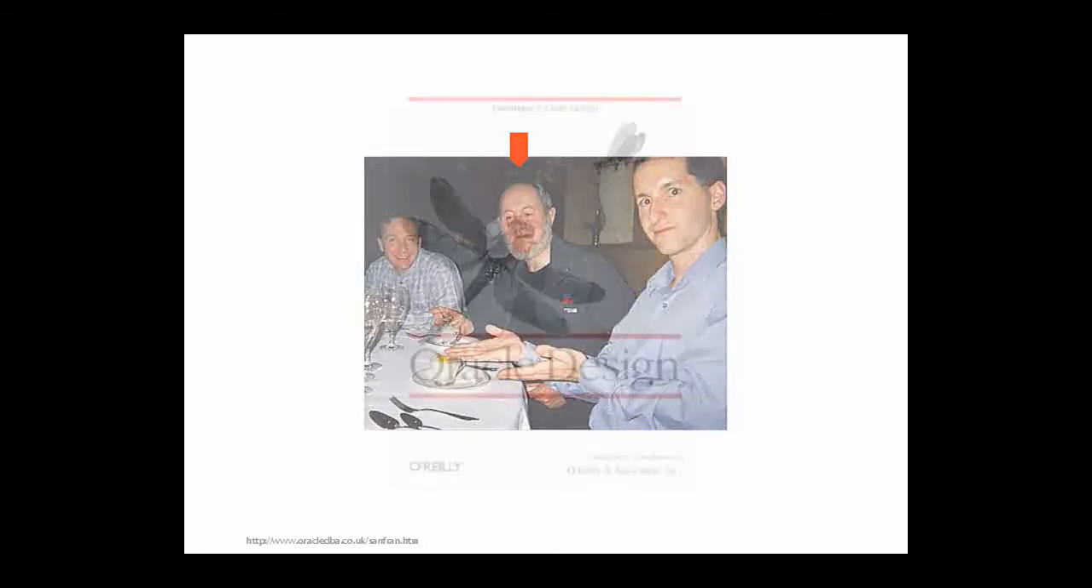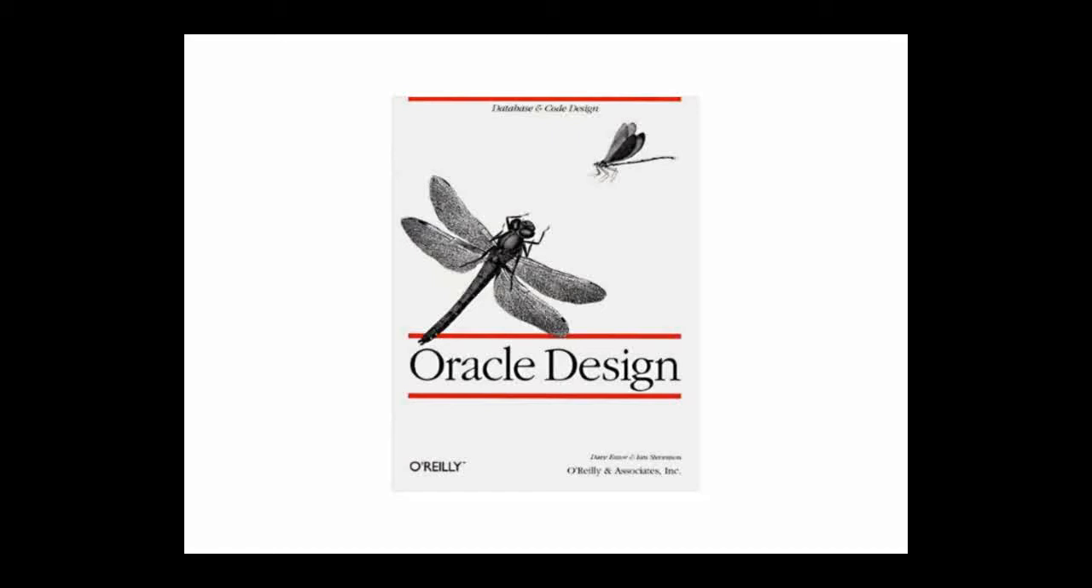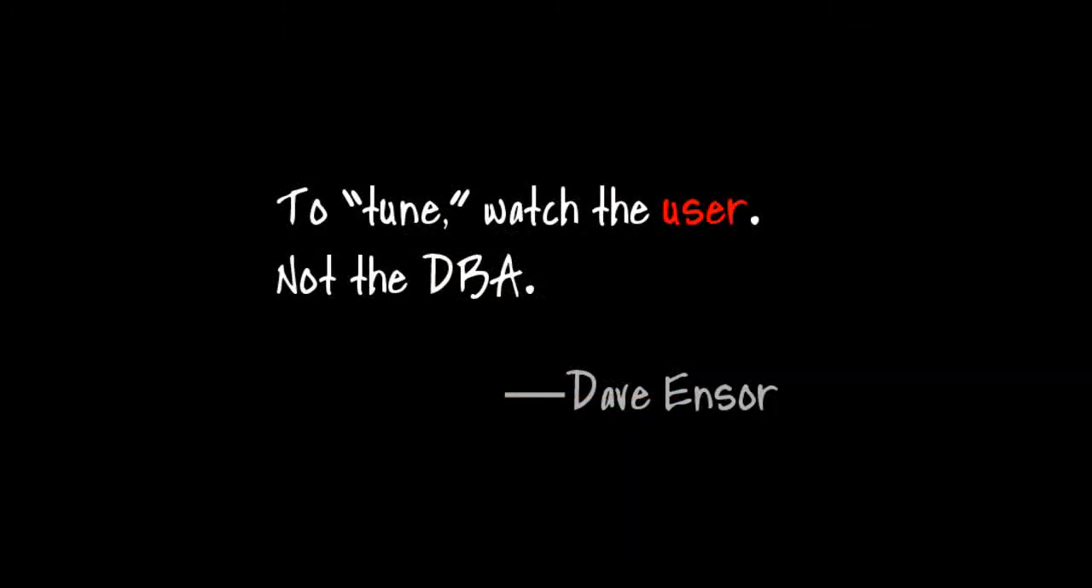Anyway, Dave Enzer wrote the book called Oracle Design. It was one of the best Oracle books ever written at the time when he released it. And what Dave taught me was this. To tune, you watch the user, not the DBA. Up to that point, I'd always been taught to watch the DBA like hell, because the DBA is where all the performance stuff is. But Dave taught me, and he taught a lot of other people inside Oracle, to fix performance of a system, you look at the user, because the user is basically where performance gets defined. And that was a very strange thought to a lot of people.